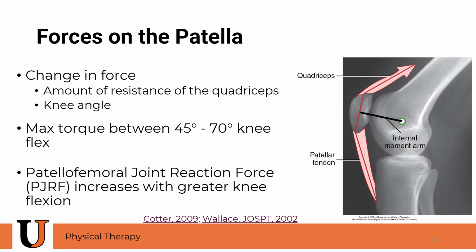The first study was published in JOSPT in 2002. However, the problem with this is it was a really small sample size, only looking at a handful of females, so it was only females as well. And they found that there was no difference in the patellofemoral joint reaction force at 70 degrees, 90 degrees, or 110 degrees. However, it was later looked at by Cotter in 2009.